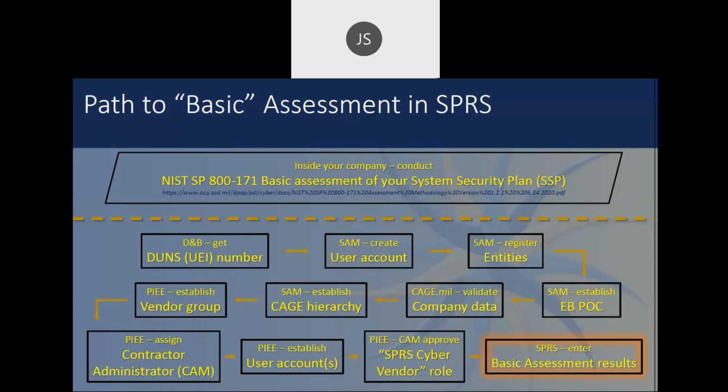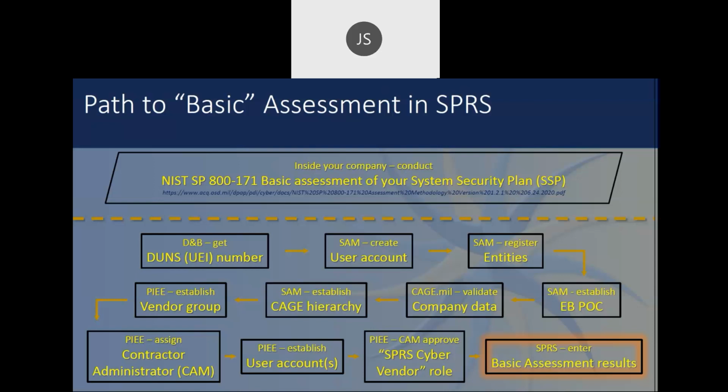After that, as you're registering your account and your entities, you're going to set up your electronic business POC. This is the person that the government goes to when they have questions about your company. This is actually a very useful name to have. The person you appoint as your EBPOC is actually going to be useful later managing your PI account as well.